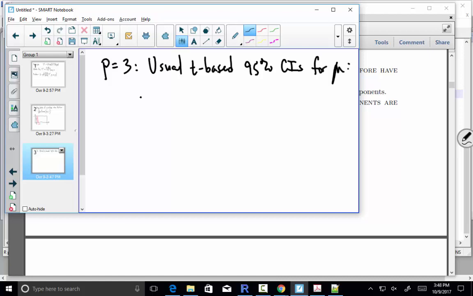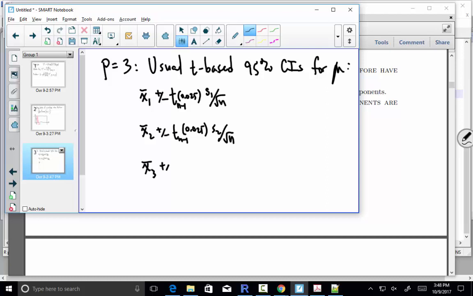We'd have x bar 1 plus or minus a t critical value times s over square root of n. And x bar 2 plus or minus the same critical value times the sample standard deviation over root n, and x bar 3 likewise. This would be what you'd get if you applied STAT 101 ideas for confidence intervals to each of the 3 variables at the same time.